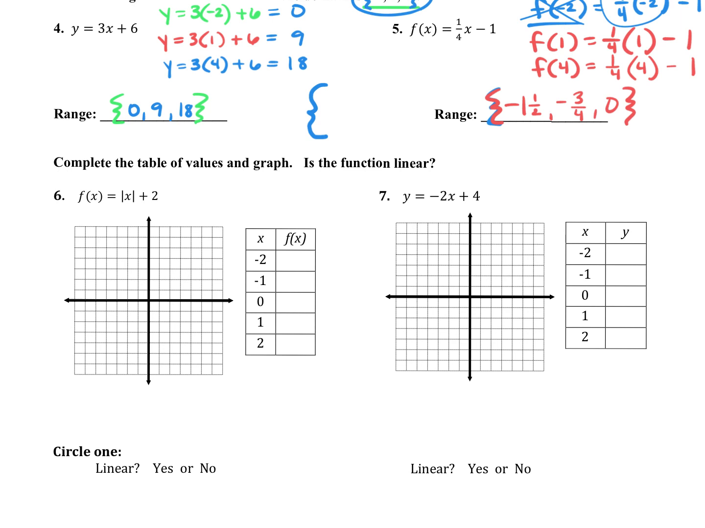Okay, this one, it says complete the table of values and graph. Now, a couple of things. When there are absolute value bars, do you remember what shape it made? A V. Yep. When there's an x squared, do you remember what shape it made? A parabola, a U-shaped curve, right? Might be upside down, might be right side up. If there's none of that, what does it make? A straight line.